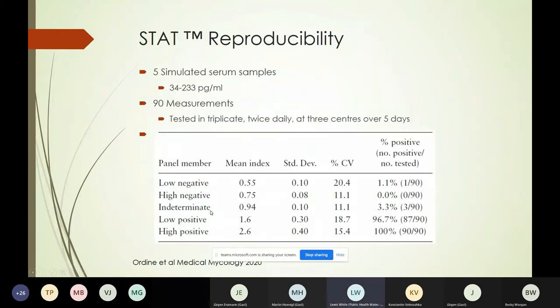In terms of reproducibility, in the original study, they looked at 5 simulated serum samples. These are serums containing known concentrations of beta-D-glucan. They looked at 90 measurements at 3 centers over 5 days. What you found is that most of your positives actually were positive, which is what you want to see, with greater than 97% detection rates, and most of your negative samples remained negative. The coefficient of variation here is in line with what we would see with the original Fungitell glucan assay. So performance is looking consistent and reproducible between centers and between runs, and the within-assay variation is very similar to what we would normally see.